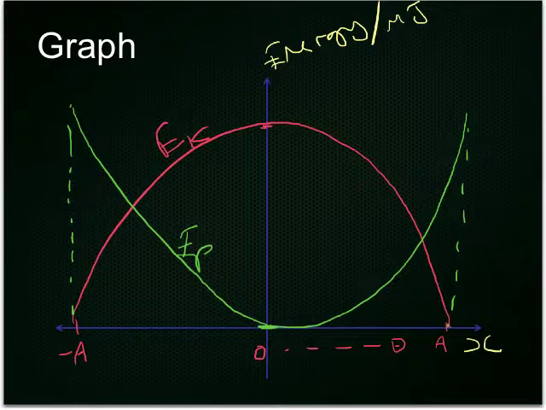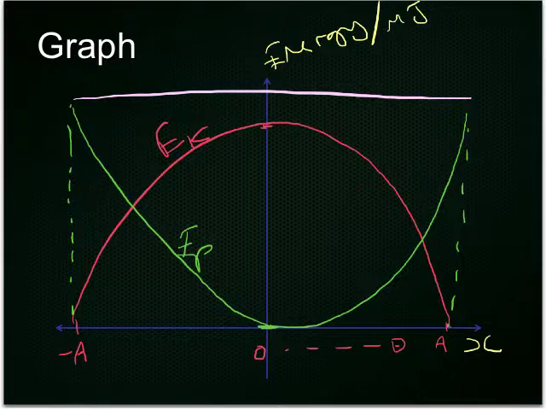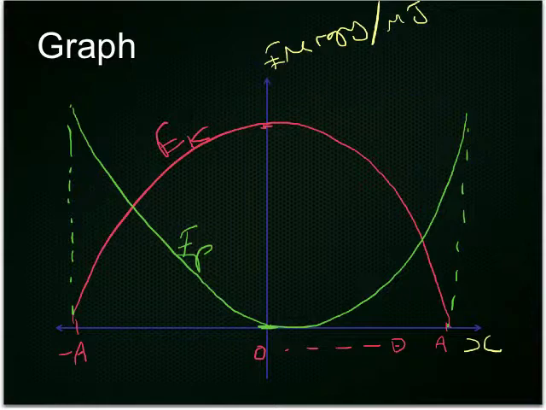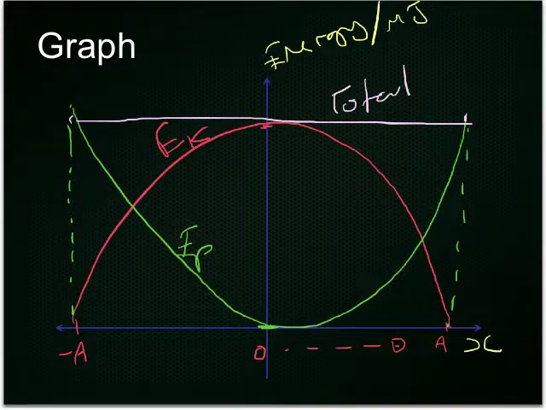Let's do it properly. Let's rub it out and try again. The total energy will stay constant, and it must be equal to the maximum kinetic energy and potential energy. So really those green lines should stop on the line there. So this is the total energy, and it stays constant.